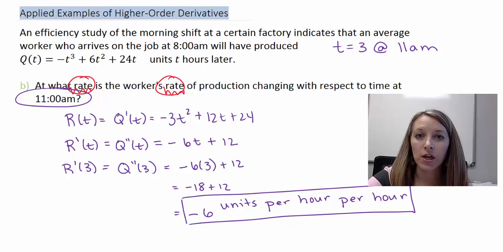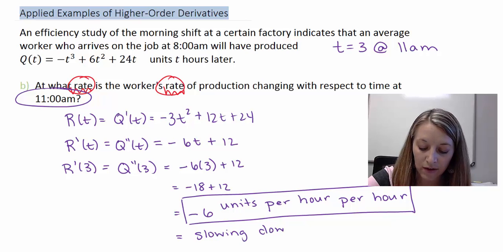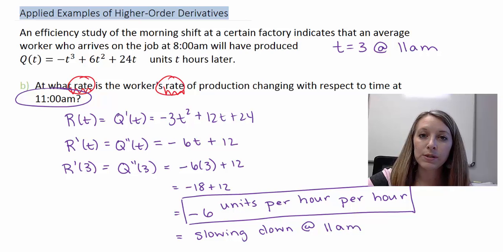Now this is where students start to get lost. What does this actually mean? Well, think of this in comparison to your acceleration equation. Is my average worker speeding up at this time, or is my average worker slowing down at this time? Since my answer is negative, that means my average worker is slowing down at 11 a.m. That means he's producing less and less units. And to be exact, at 11, he's producing 6 less units. And so here is another application of why we might need to take more than one derivative.